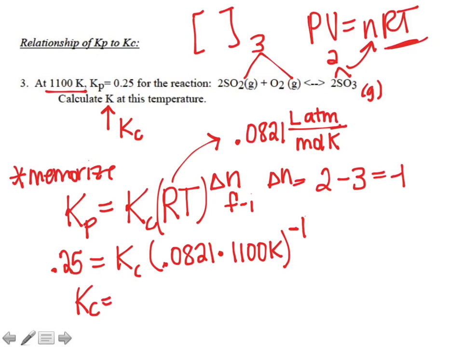Anybody get Kc? To 2 sig figs? Did you get 23? 23.